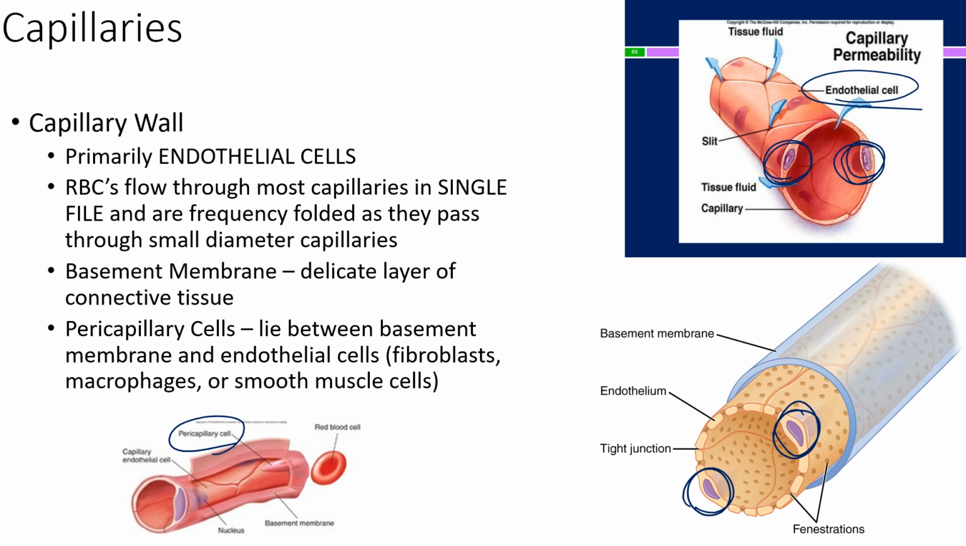endothelial cells. Now, again, red blood cells are going to flow pretty much single file. There is a basement membrane, which is a thin layer of connective tissue that surrounds the entire capillary. Again, what have we not talked about? What organ, what structure have we not talked about that doesn't have a thin layer of connective tissue that surrounds the outside of it? Now, right now I can't think of one off the top of my head.